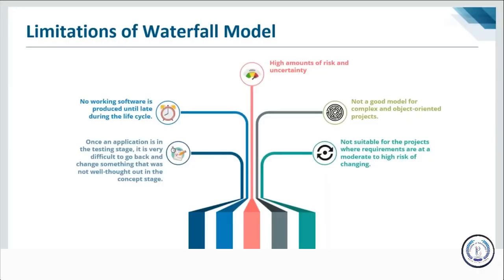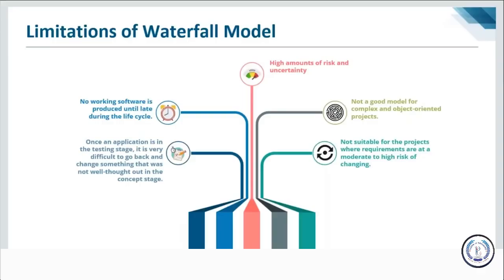Now, in order to remove that bug, you need to go through the entire source code of the application, which used to take a lot of time, right? So that is one very big limitation of waterfall model. Apart from that, no working software is produced until late during the life cycle. We saw that when we are discussing about various stages of waterfall model.